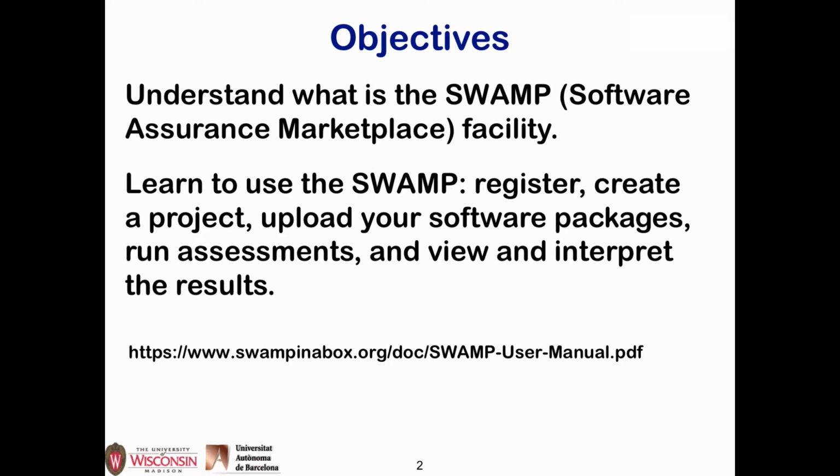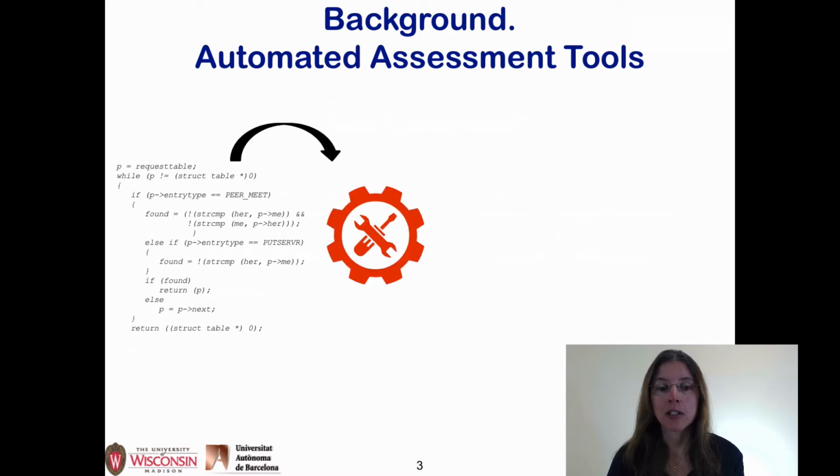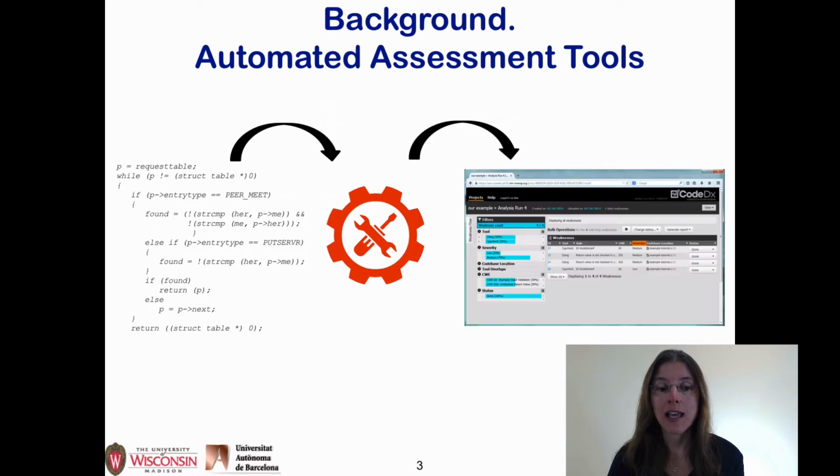Though the SWAMP can handle programs written in many different languages, such as C, C++, JavaScript, Python, Perl, Ruby, C#, PHP, and others. Let's start with a bit of background. We have a program, and now we want to find weaknesses in that program. Recall from our chapter 1 that a weakness is a flaw in your program that might lead to a vulnerability. To find these weaknesses, we run a code analysis tool, and then we get some results.